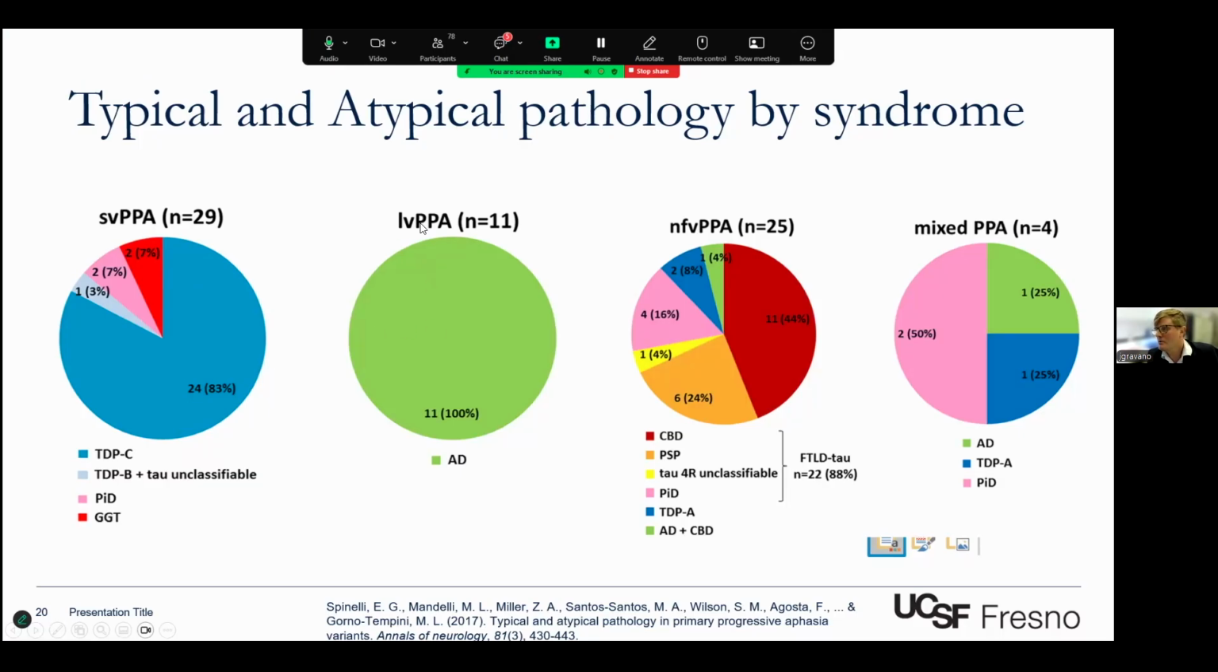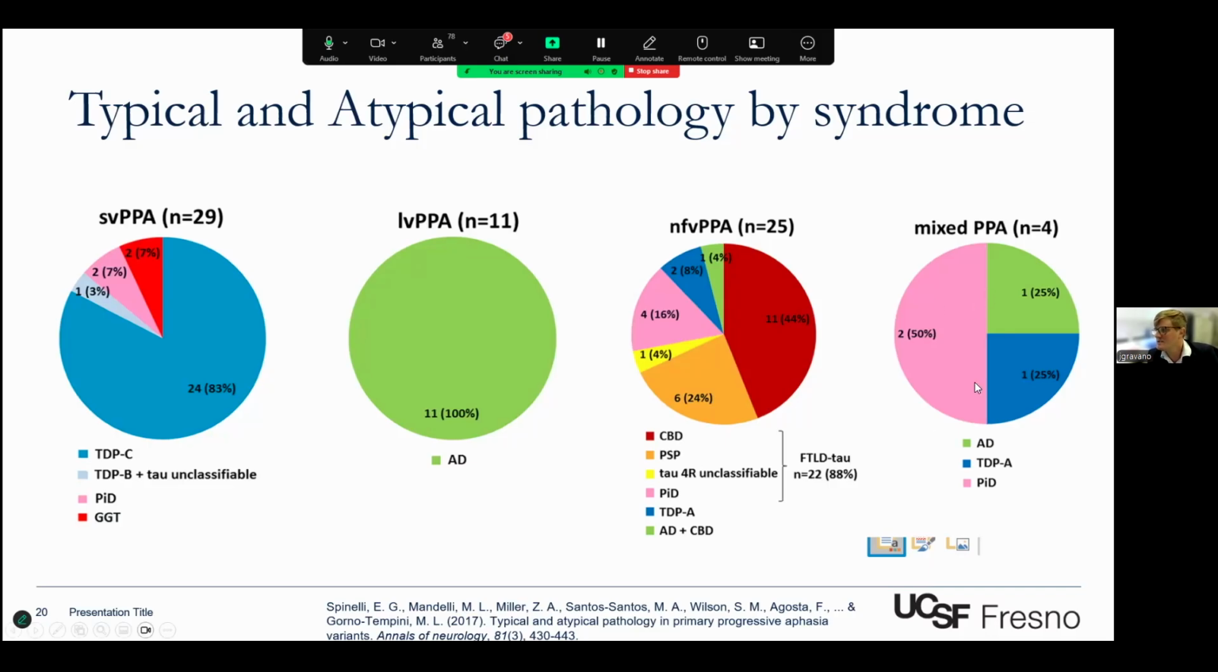Logopenic primary progressive aphasia tends to have a more clear association with posterior predominant disorders like Alzheimer's disease, and you'll see in a couple of slides things like Lewy body changes. And then non-fluent primary progressive aphasia seems to correlate pretty well with the four-repeat tauopathies. So FTD related to tau, four repeats, the CBD and PSP, in language related areas, later language and speech related areas.